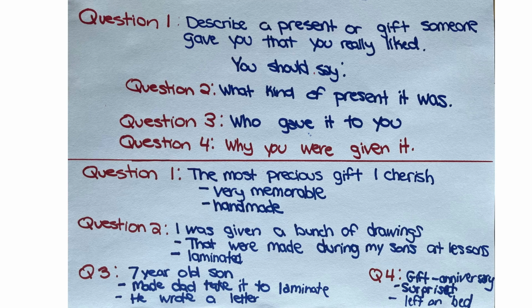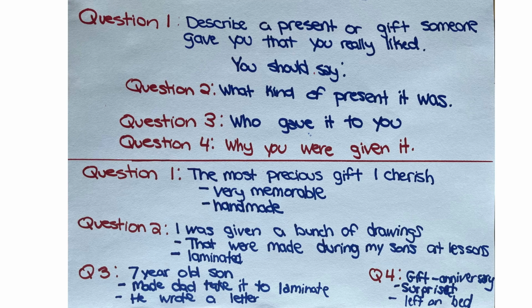So question 1 was describing a present or gift someone gave you. Question 2 was what kind of present it was. Question 3 was who gave it to you. And question 4 was about why you were given it. So for the outline, as I mentioned earlier, you should write 3 to 5 points for each section, for each question you are going to answer. 3 to 5 ideas you are going to discuss. So let's look at the breakdown.